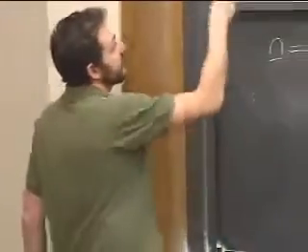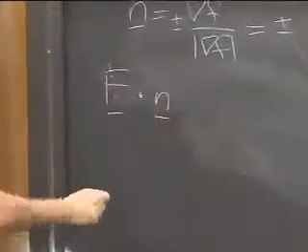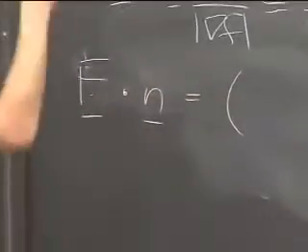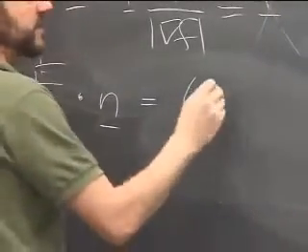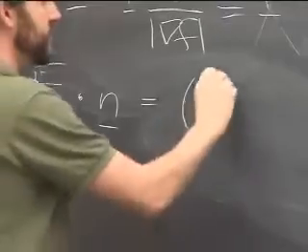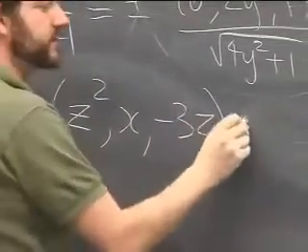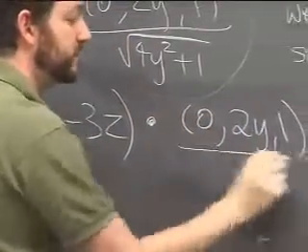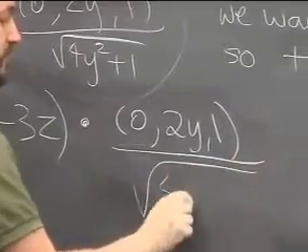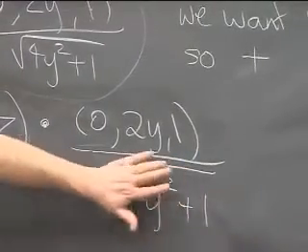So, we have one of our ingredients, n, but we also need what d sigma is. Before we do d sigma, we're going to set up f dot n, because it appears in our flux integral. f is the original function, which came from the question. I'll write it out again: z squared, x, minus 3z. We need to dot it with this normal vector, 0, 2y, 1, over the length, root 4y squared plus 1. That's just a constant, so we'll leave that.